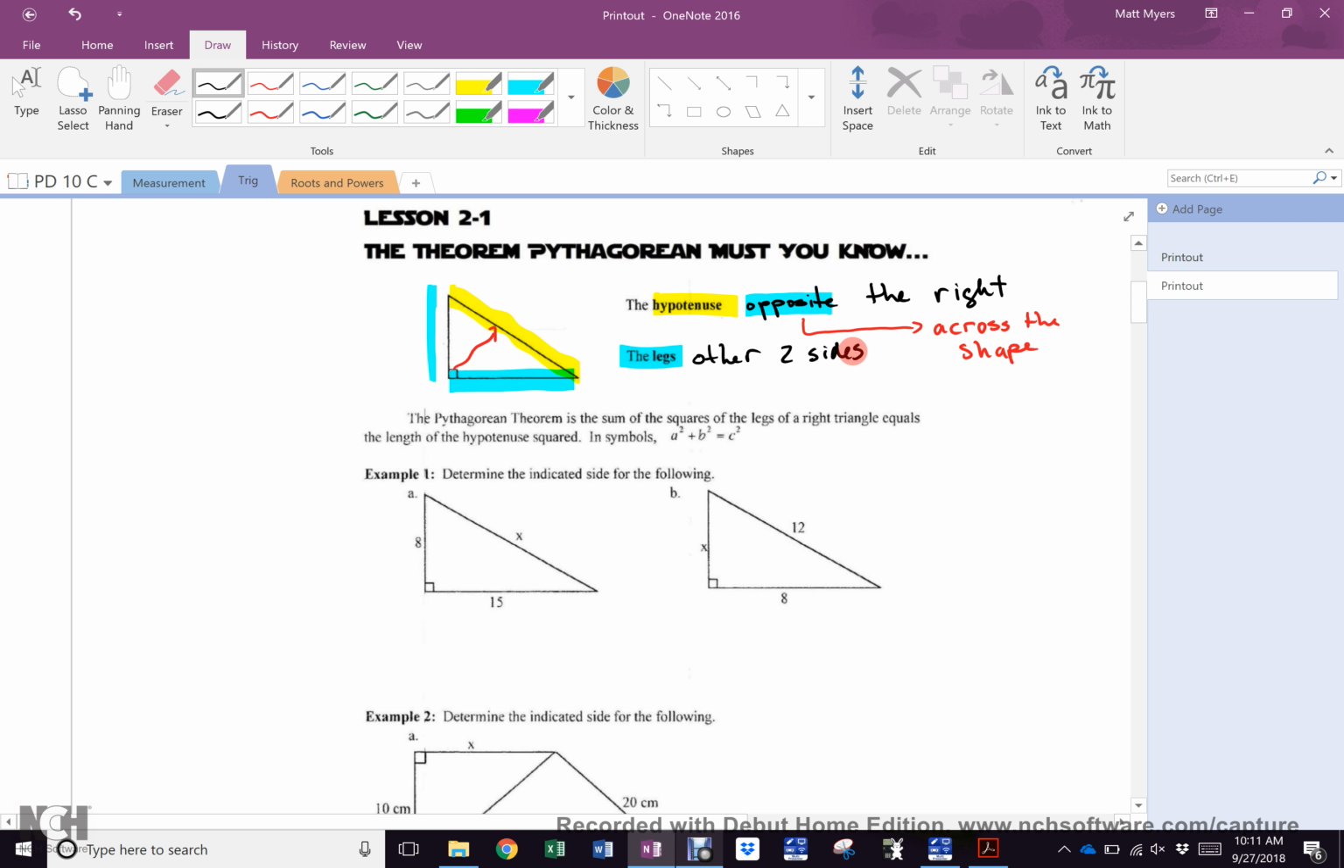And for Pythagoras, they are interchangeable. There is no differentiation between the legs. There is no order to write them in. There is nothing about them. They are just the legs. In trig, those legs are going to get special names.